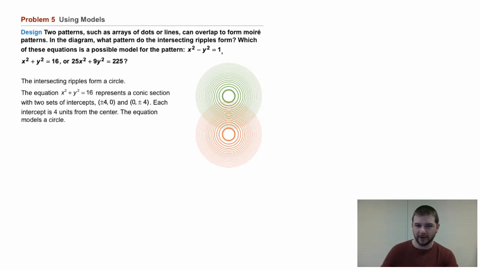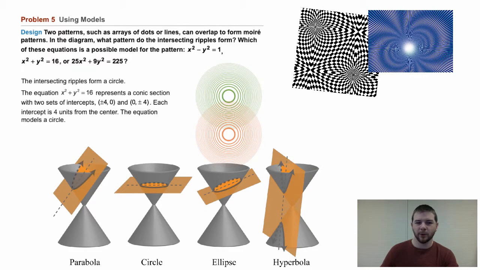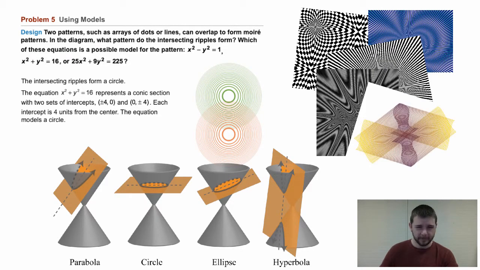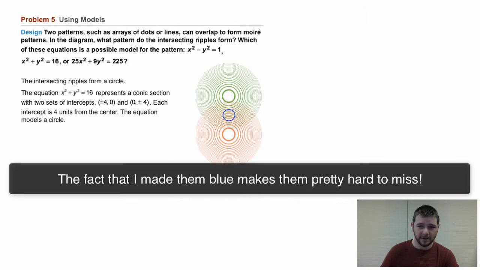One of the first things we need to do is identify which type of conic section we're dealing with in this moire pattern. And a side note, if you would like to do a quick image search of moire patterns, you'll find some pretty amazing art and math. Anyhow, it looks as though these intersecting ripples form circles. I imagine if you look closely, you'll see the circles that are formed by the intersecting ripples.